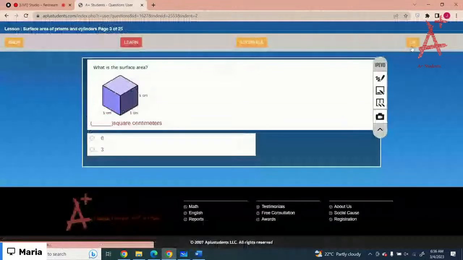What is the surface area? So it is a prism, a cube, and it has all the same dimensions. 1 times 1 is 1, and it has a total of 6 faces, so multiply the value by 6. 1 times 6 is 6. So the correct option is 6.